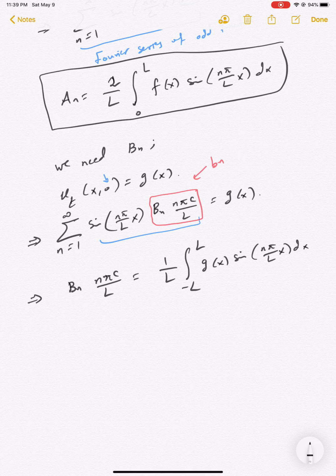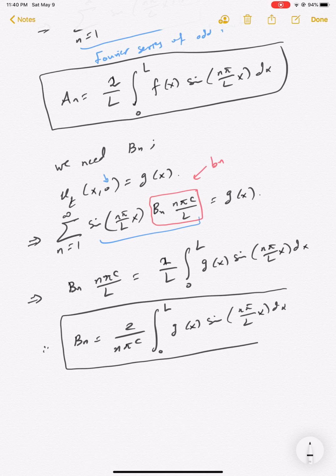But again, because the g is composed of sines, it is an odd function. So this integrand here is an even function, and the integral of an even function is double from 0 to L. So basically, what is the Bn? It is 2 over n pi c integral from 0 to L g of x sine n pi over L x dx. This is the Bn.